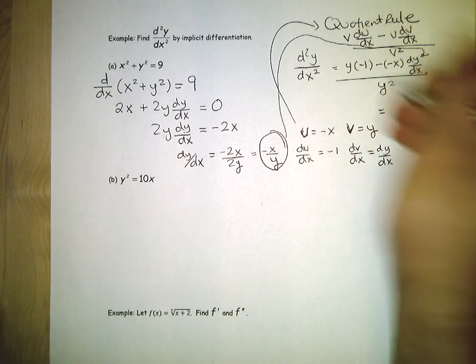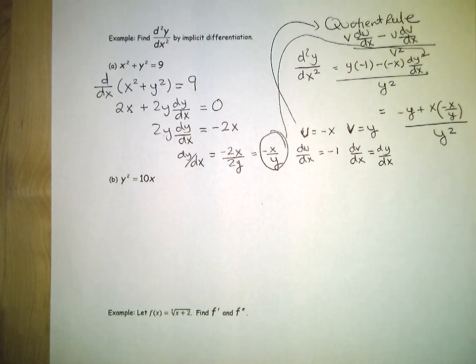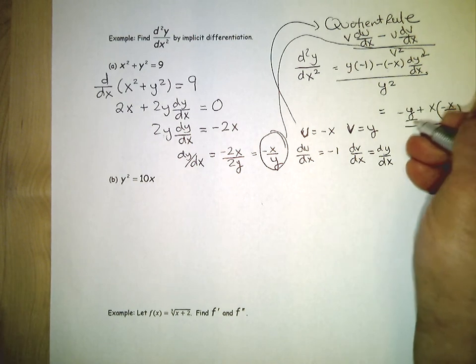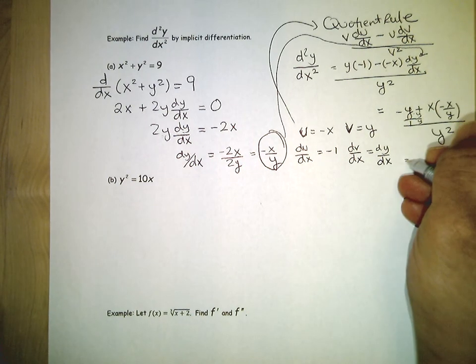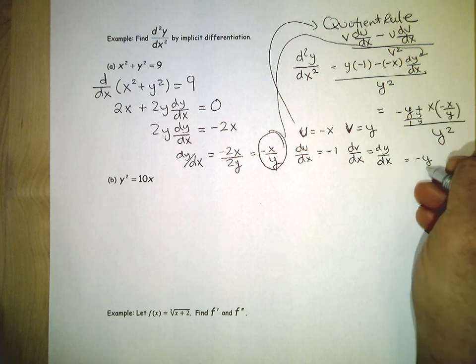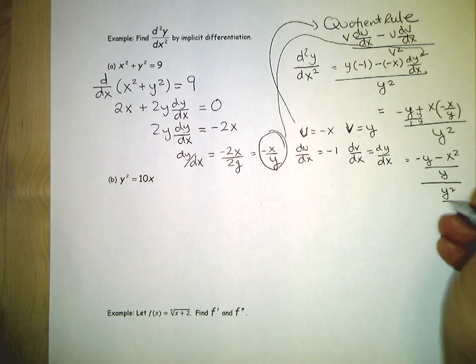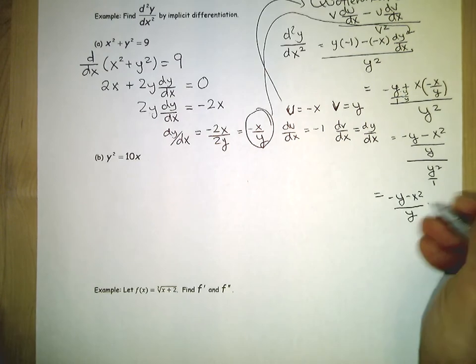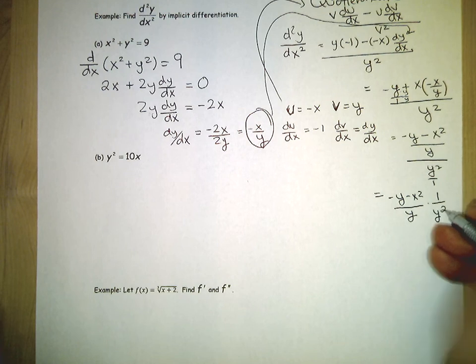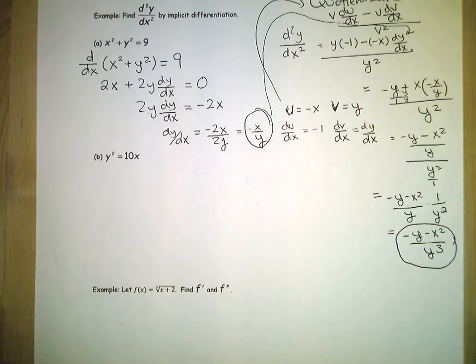Then I'll substitute the dy/dx in here, which was negative x over y. So I have negative y plus x times negative x over y all over y squared. And I can find a common denominator here in the numerator, which is y. So y over y. So I'm left with negative y minus x squared over y over y squared, then multiply by the reciprocal here. So negative y minus x squared over y times 1 over y squared. So it's negative y minus x squared over y to the third power. So that is the second derivative by implicit differentiation.